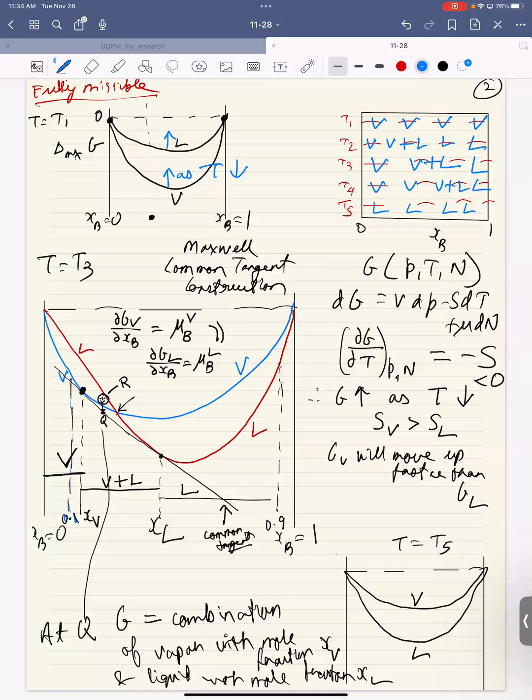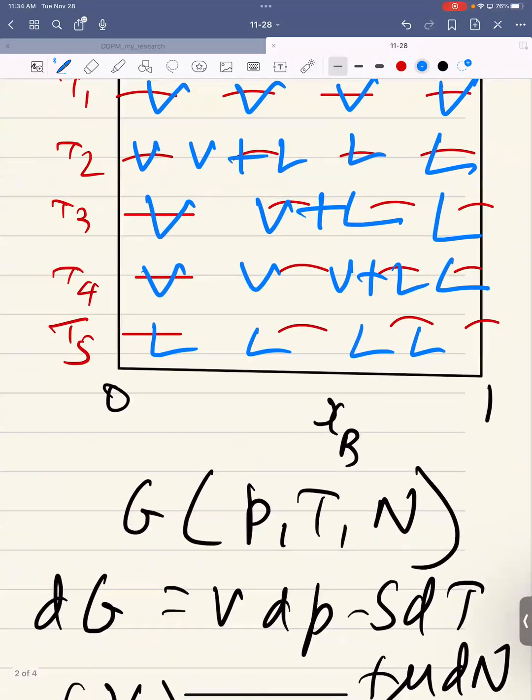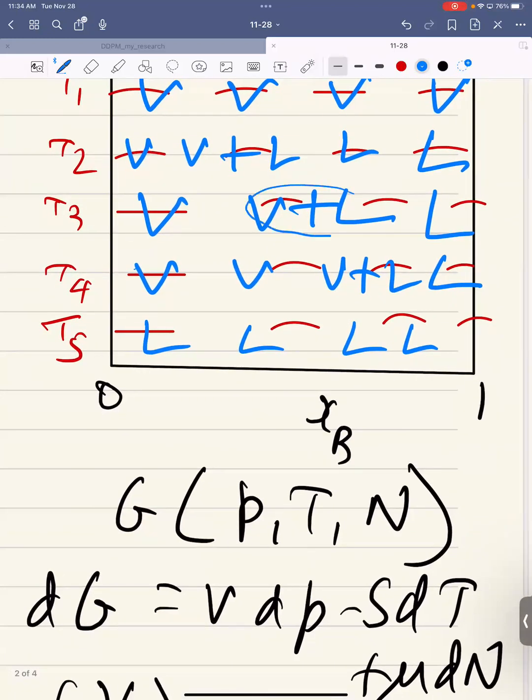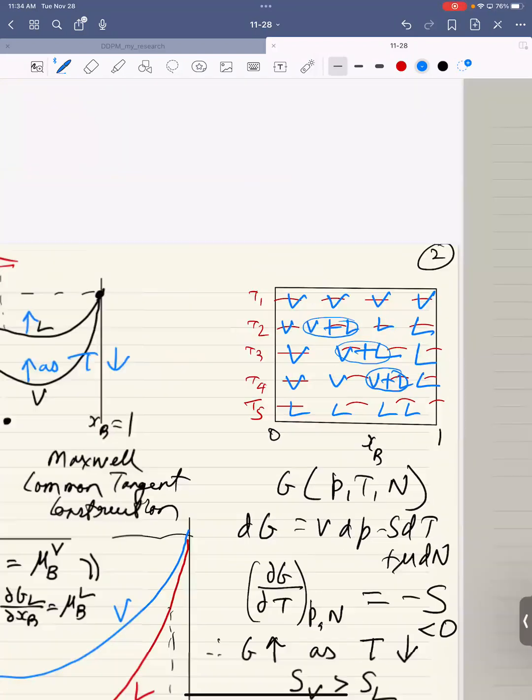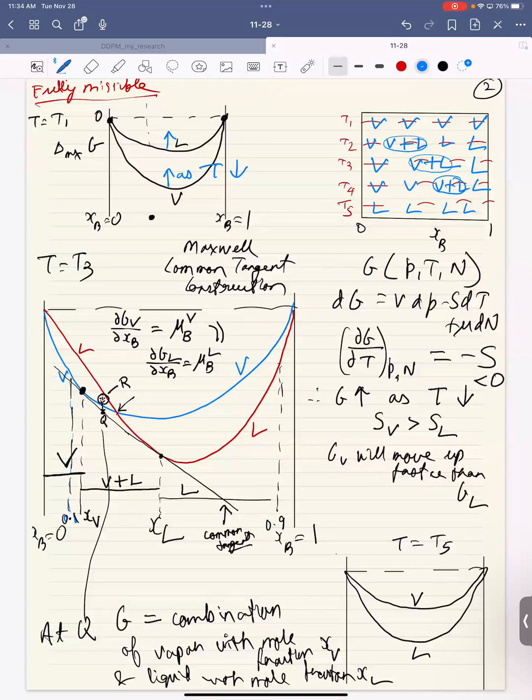So you can see what's going on here. Let's look at this one. You have V plus L in the middle. Here also you have V plus L in the middle. Here you also have V plus L in the middle. But given the asymmetry in the phase diagram that I drew, as the temperature decreases, they keep moving to the right. Now if you join the boundary, and I will draw this phase diagram on the next page, you will get something that looks like this. You will have a boundary that looks like this between vapor and liquid.